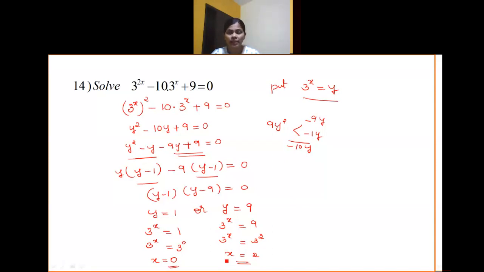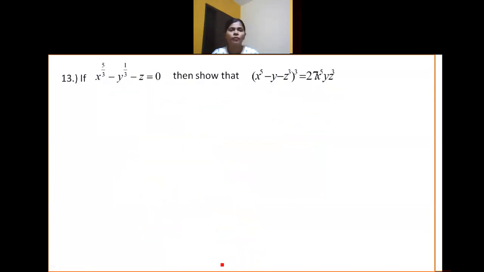Now let's look at the next problem. If x to the power 5 by 3 minus y to the power 1 by 3 minus z is equal to 0, then show that x to the power 5 minus y minus z to the power 3, its whole power 3 is equal to 27 x to the power 5 y z to the power 3. This is the if condition and this is the show that condition.